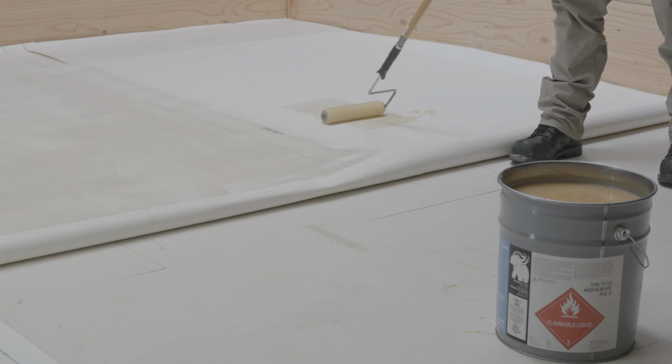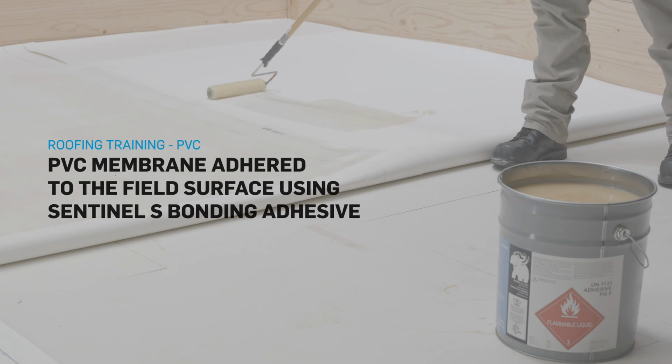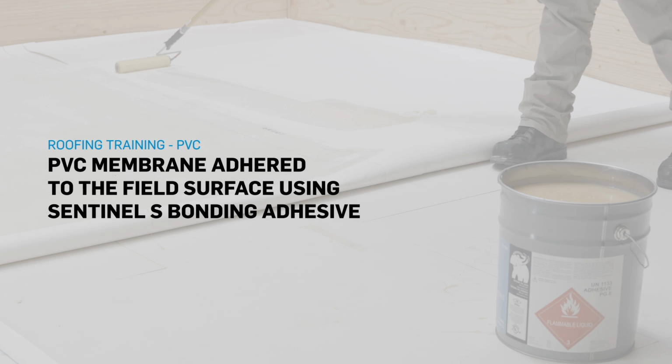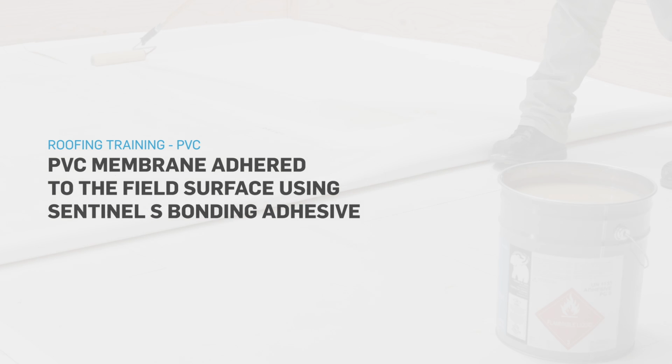That's it. Those are the installation steps for bonding Sentinel PVC membranes to the field surface of a roof using Sentinel S bonding adhesive.